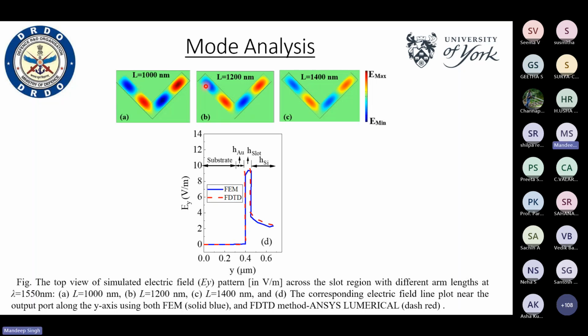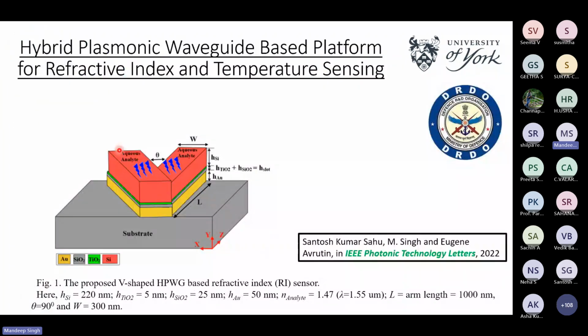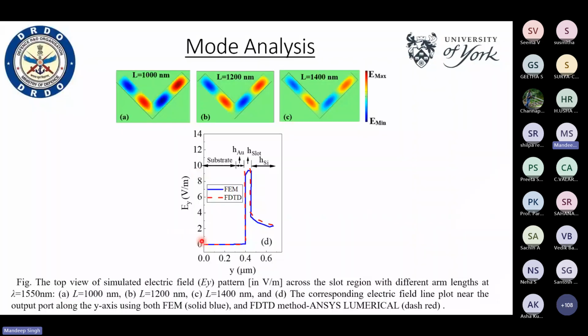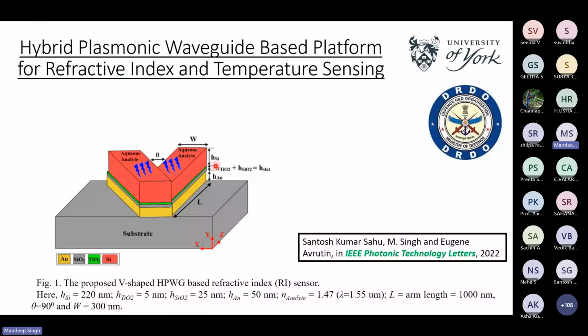So what we have observed is that the modes decay out, because of the more metal loss, the strength of the field is reducing. Also, if you take the line cut near the output port, we will get the field profile. So it is a 1D profile. We have taken the line cut across the output, and you can see the maximum mode is in the slot region.